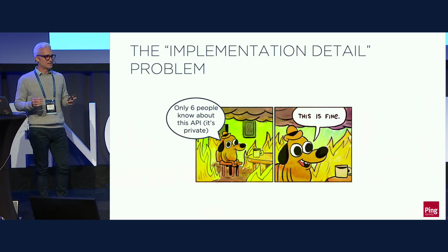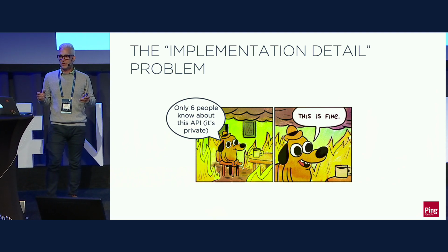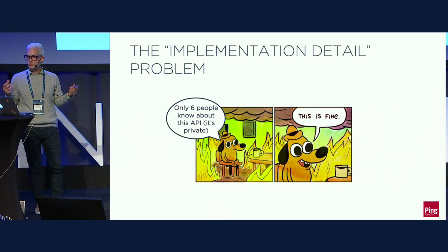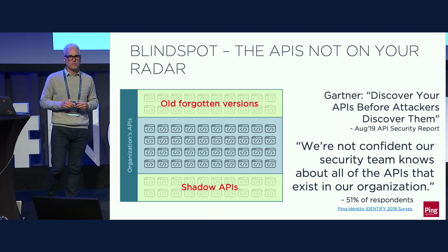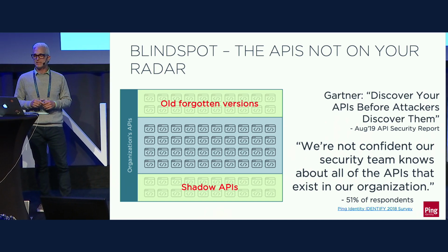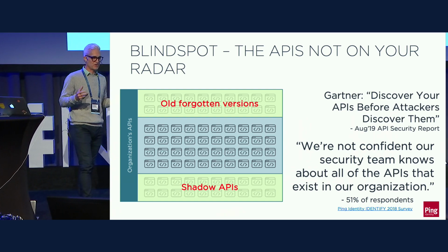And I think that is the most dangerous thing. An API doesn't need to be public for an API to be an API. So if you consider an API to be an implementation detail, right? So only 2 Scrum teams know about this API, that is problematic. And I don't know if you noticed, but last month, Gartner released a fresh report on API security. And one of their top recommendations was to discover your APIs before attackers discover them. And I think that's exactly the kind of stuff that they're thinking about.